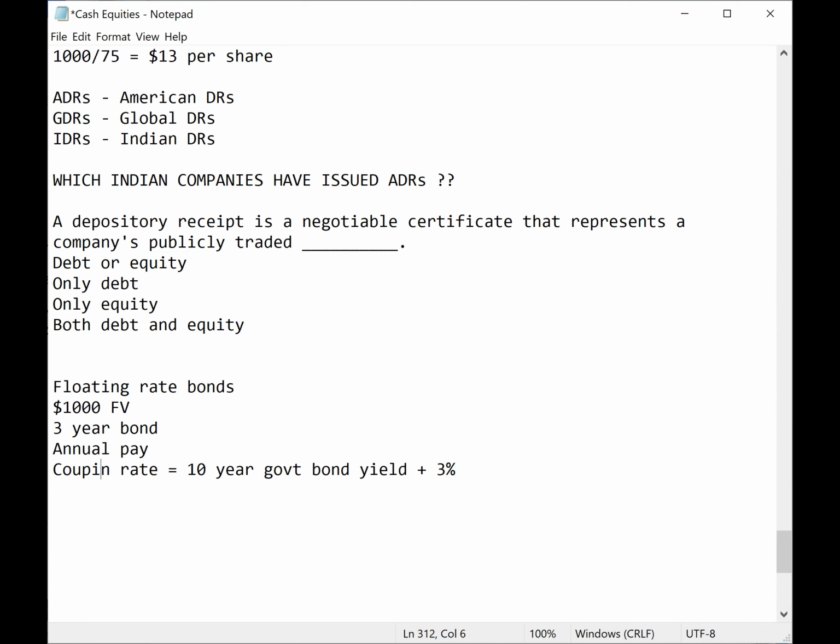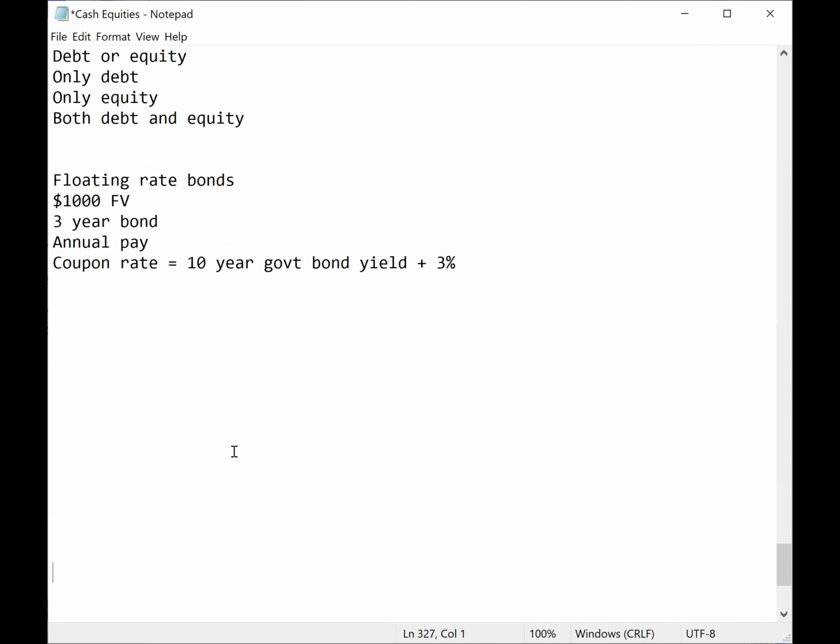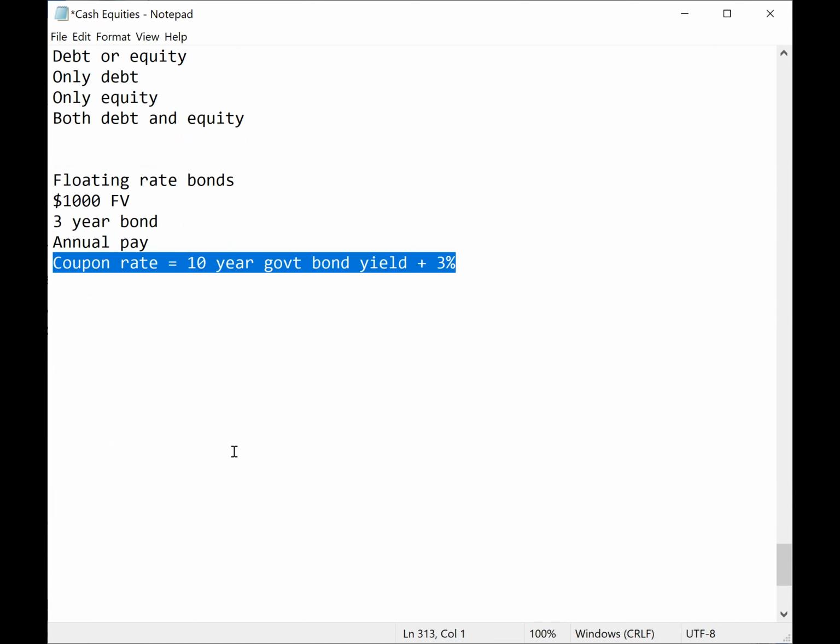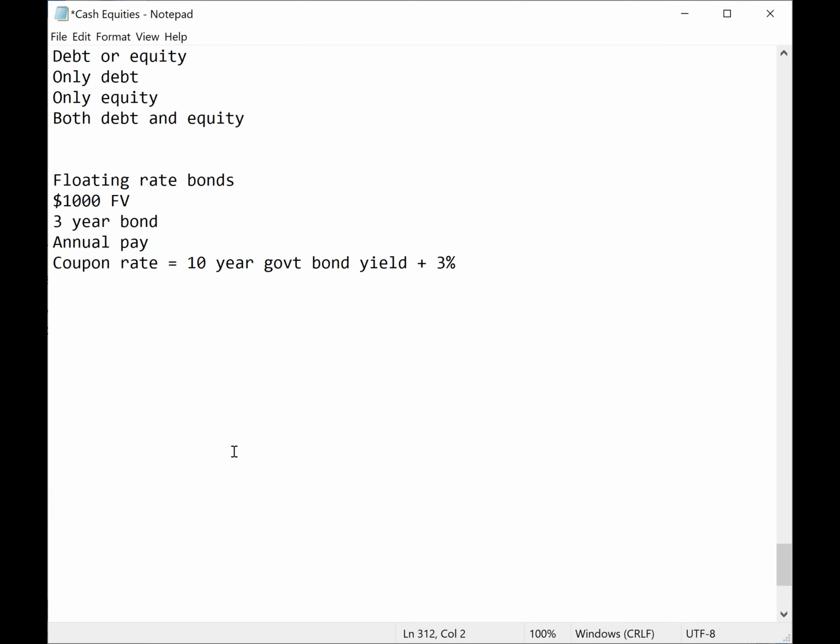So what would happen is, whatever is the 10-year government bond yield, if it goes up, the coupon would go up. If it goes down, the coupon would go down. Got it? That's a floating rate bond that is dependent upon a benchmark. If that benchmark value goes up, it will go up and vice versa. Are we clear? So the coupon calculation will be done upon what is the 10-year government bond yield at that time plus 3%.